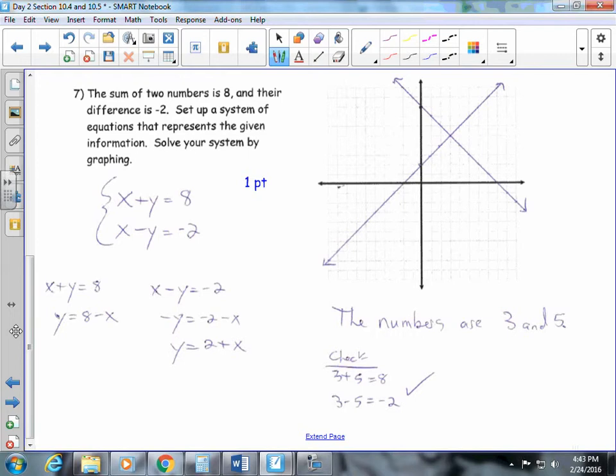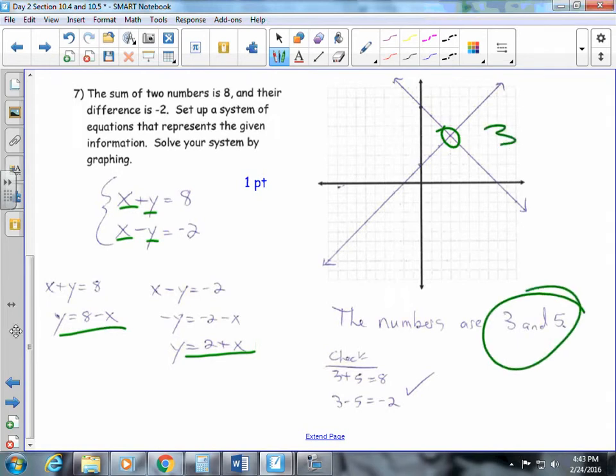Question 7. The sum of 2 numbers is 8, so the 2 numbers are, I don't know, x plus y equals 8, and their difference is negative 2, so same 2 numbers subtracted now is negative 2. Those are our system of equations. You're asked to graph them, so you can solve each for y, and when you do that, you find out that they intersect at 3 comma 5. So write out your answer 3 comma 5 there.